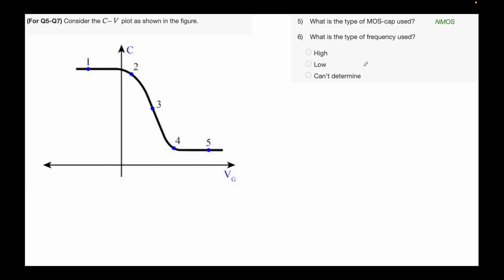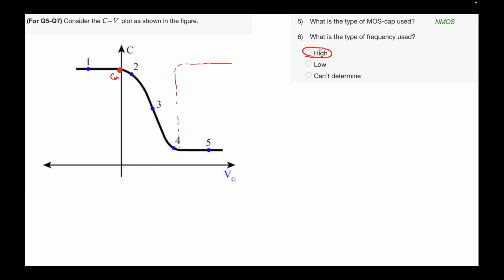Now the question is asked, what is the frequency that is used? We have already seen that this is high frequency. For low frequency, in the inversion the capacitance again rises to the C ox value. This is your C ox value, this value that you're seeing here. But we see in this plot it remains at some minimum value. So the frequency used here is high, and we saw the reason also.